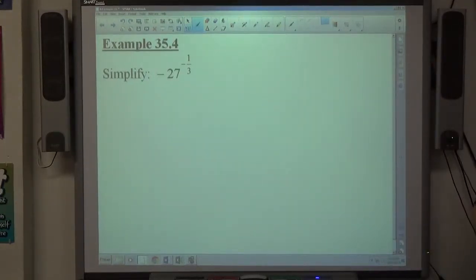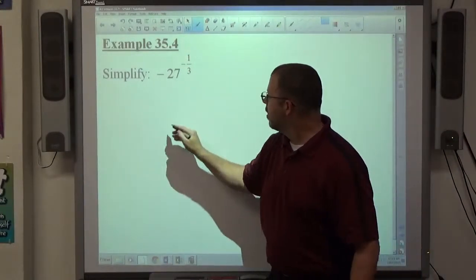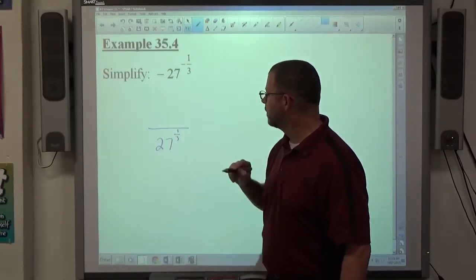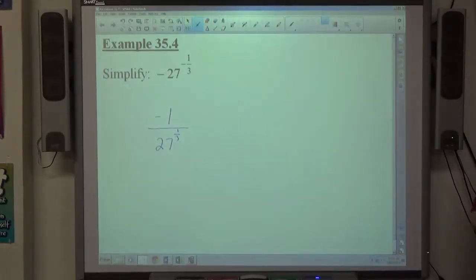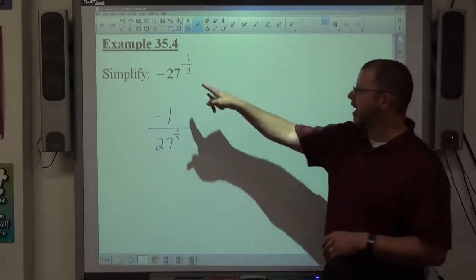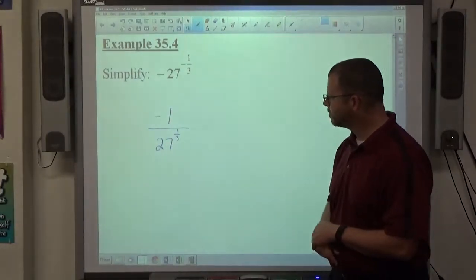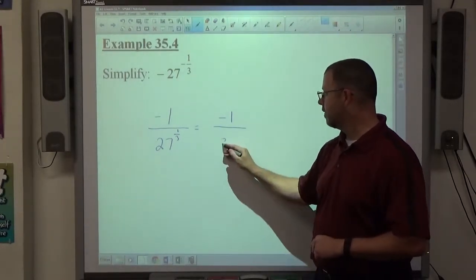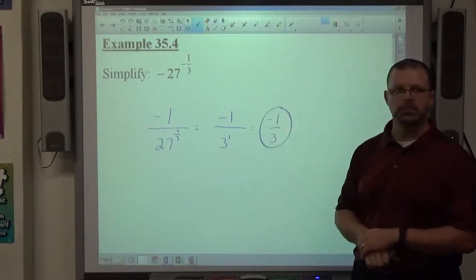Example 4, negative 27 to the negative 1/3 power. Again, I don't care if this number is negative. I don't want this power to be negative. So what's happening here is 27 is to the negative 1/3 power, so it moves to the bottom. The minus sign is going to stick around on top. It's not attached to the radical, or, I should say, to the power. Once you move 27 to the bottom, it's got to have a 1 there. But again, the minus sign is hanging out on top. This is to the first power. It's not a negative power, so it stays where it's at. So negative 1's on top. What's the cube root of 27? 3. What's 3 to the first power? 3. So negative 1/3 is the answer.